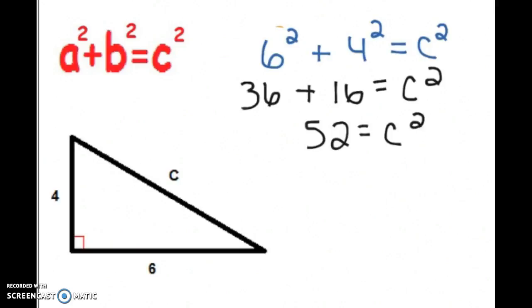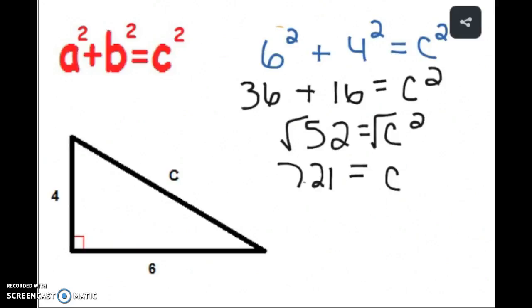When we have c squared equal to some number, we need to take the square root to figure out what c is. So the square root of c squared and 52 is c equals 7.21. So c equals 7.21, which is also the hypotenuse.